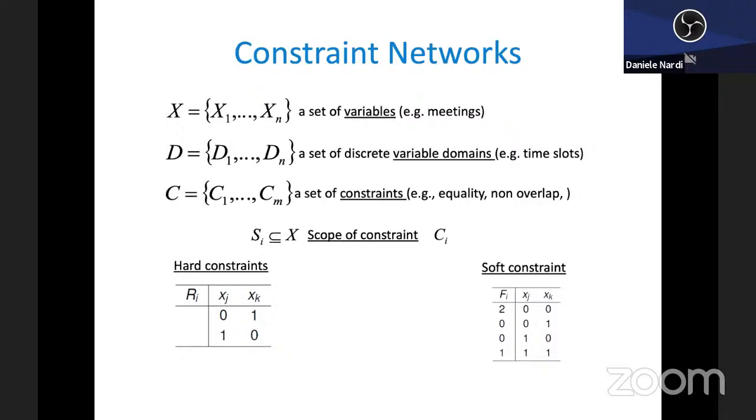So as you see, we can have 0, 1 hard constraints that are either satisfied or not satisfied, or we can have soft constraints where a value is associated with every combination of the variables that participate in the constraint. So for example, in this example with Fi, with two variables xj and xk, the assignment of the value 0 to both xj and xk is the value that maximizes the function in this particular case.